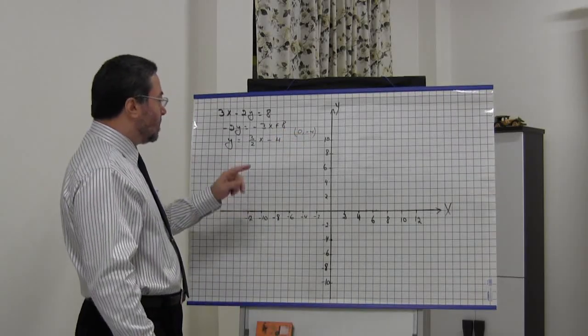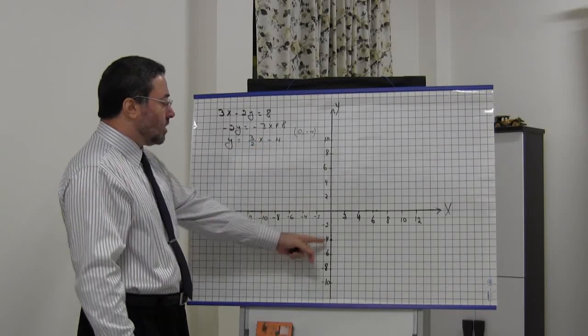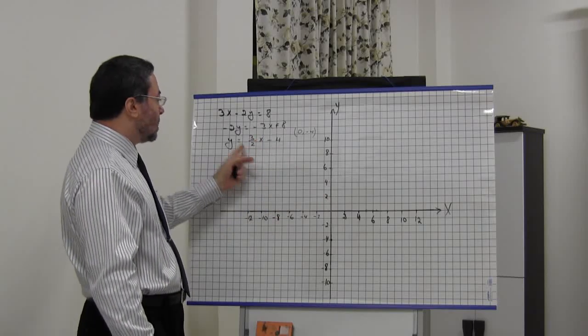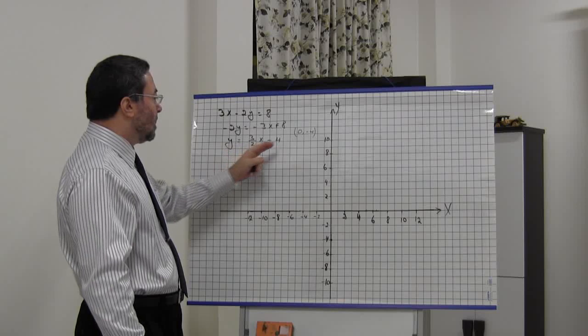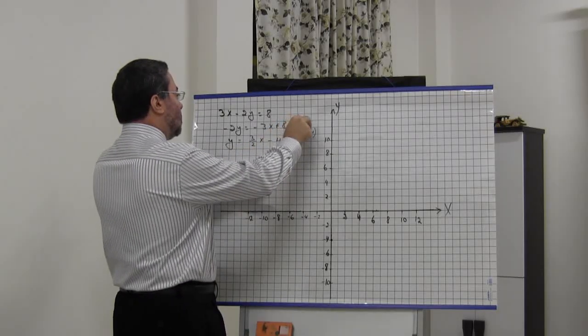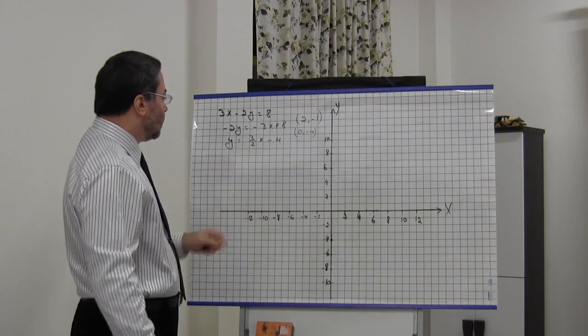Now we can do this in two ways. We can put a value for x here and get another point. Let's say we put x equals 2, and then the 2 cancels with the 2, and we get y equals minus 4. So that would be our second point, 2 and minus 1.